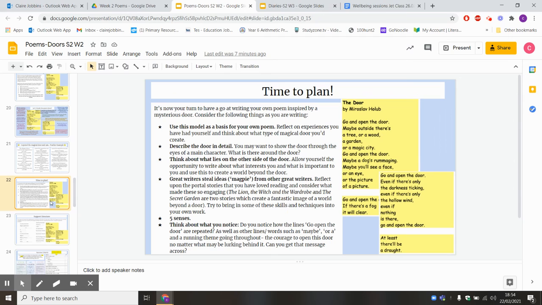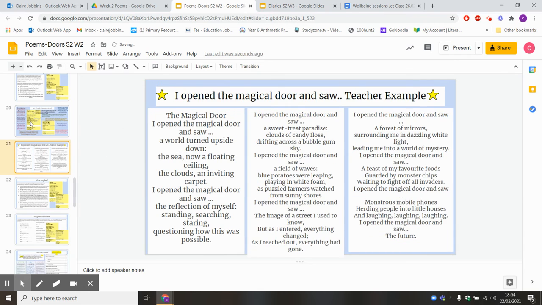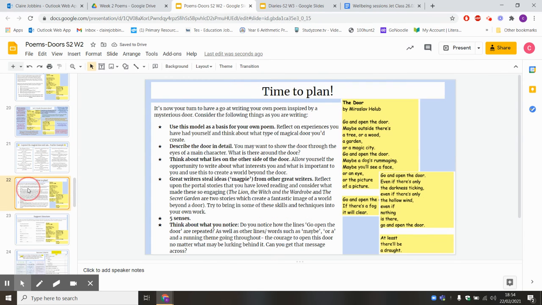Now you can see here, it's your turn to have a go at writing your own poem inspired by this mysterious door, either this one here or this one here. Please make sure that you use one of the two models as your basis. Make sure you describe the door in detail using that grammar from the grammar resource slides. Think about what lies on the other side of the door. Can you explain that in your poem?